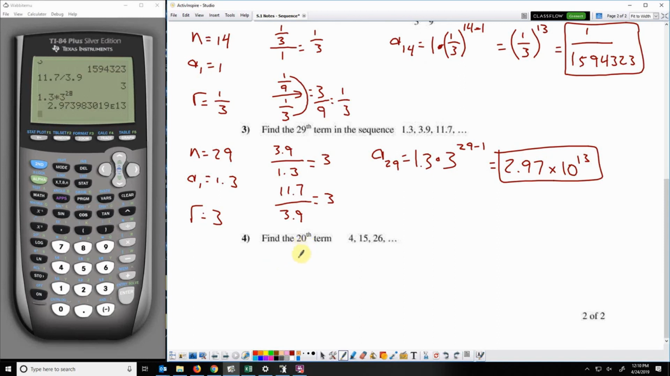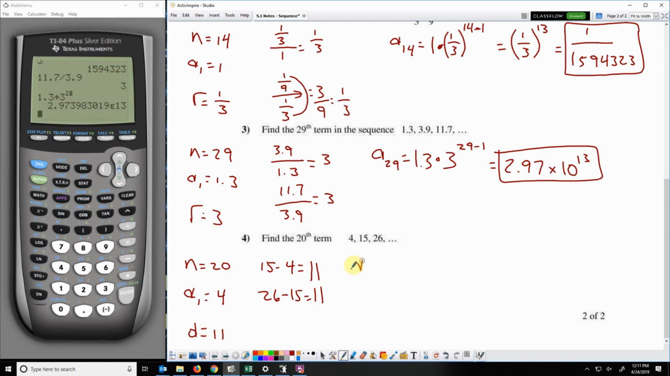And then find the 20th term. So n is 20. For this sequence where the first term, a1, is 4, it looks like a common difference to me. 15 minus 4 is 11. 26 minus 15 is also 11. So it's got a common difference of 11.